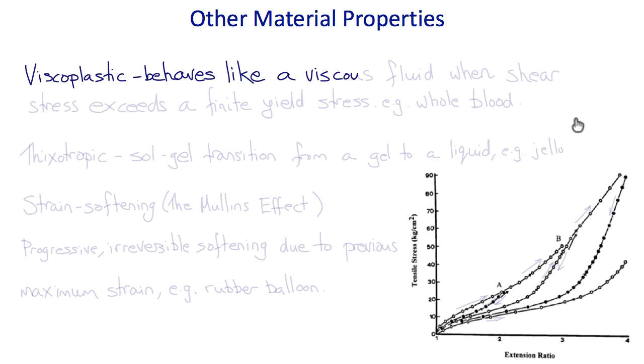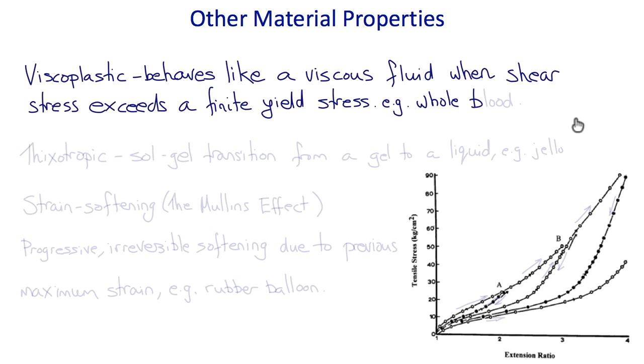Viscoplasticity describes the behavior of a material that acts like a viscous fluid, but only after the shear stress exceeds a certain finite yield stress. It takes a certain finite amount of stress before the viscoplastic material starts to flow like a fluid. Below that stress, it's a solid. And actually, whole blood is an example of this type of material. A thixotropic material, like the cytoplasm inside cells, undergoes what's called a sol-gel transformation from a gel to a liquid, similar to Jell-O that's partially set, and then you stir it up and it becomes liquid again.